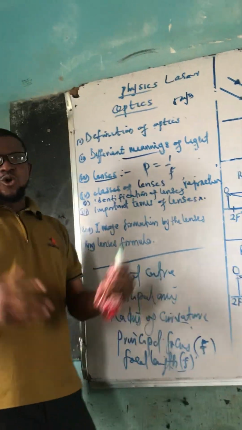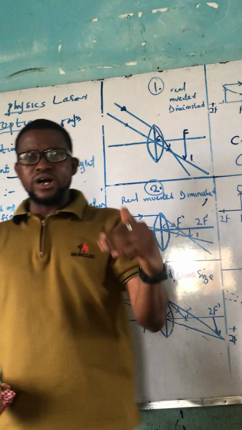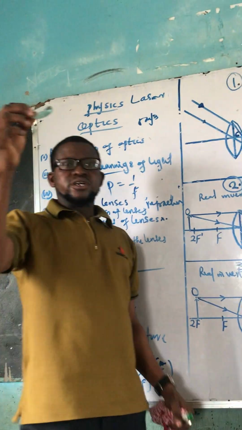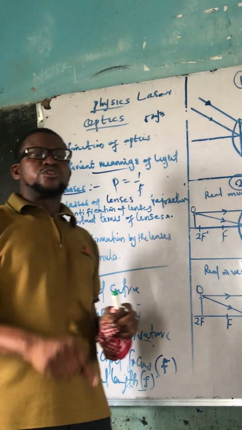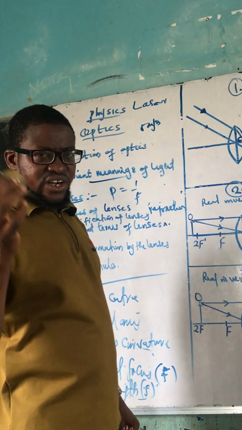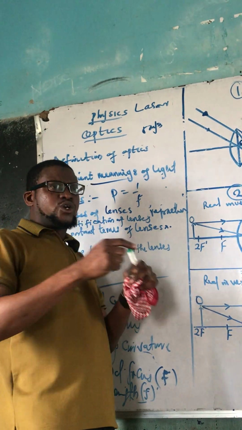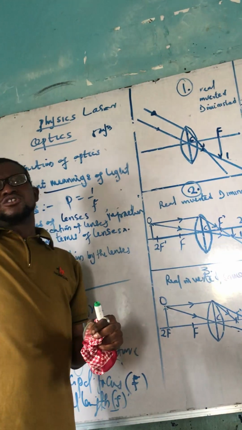Now, in case of convex, these people that can see far but cannot see close, the image formation is determined by the position of the what? Objects. When you are using this type of lens, convex, where the image of the object you are looking at through the lens is going to be formed is determined by the position of the what? Object.